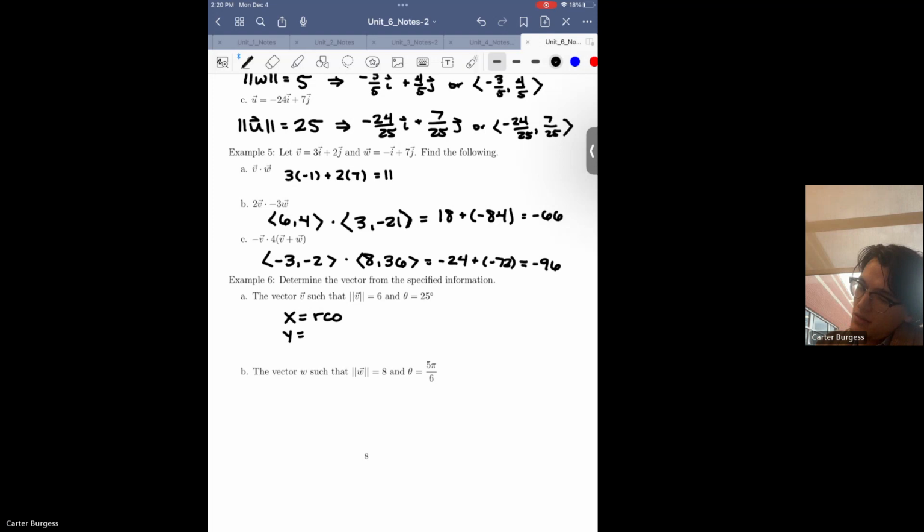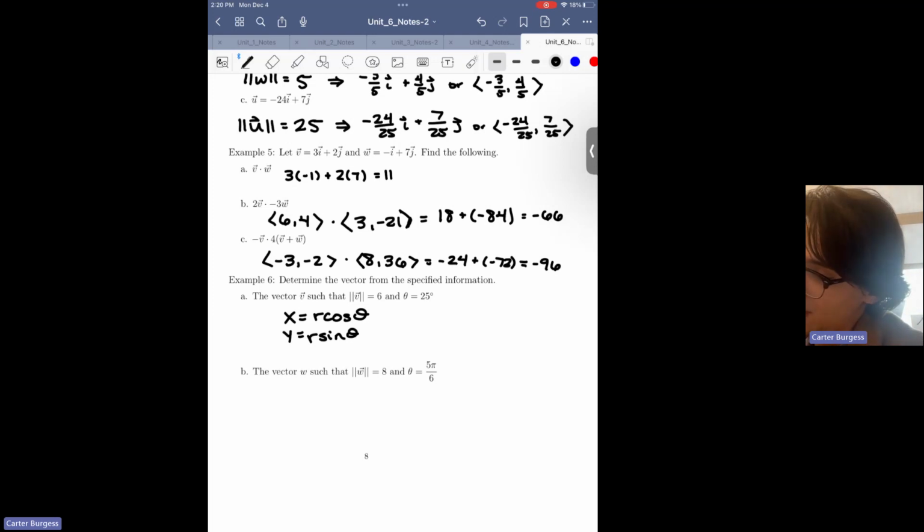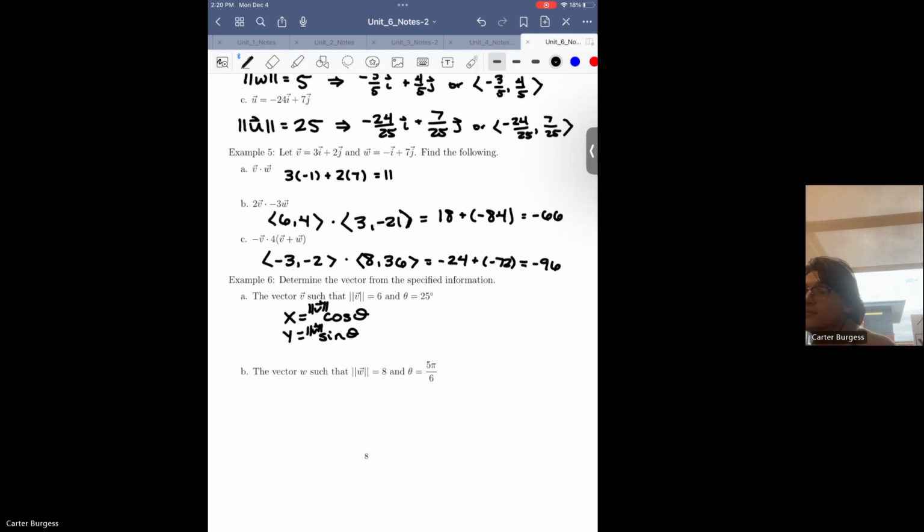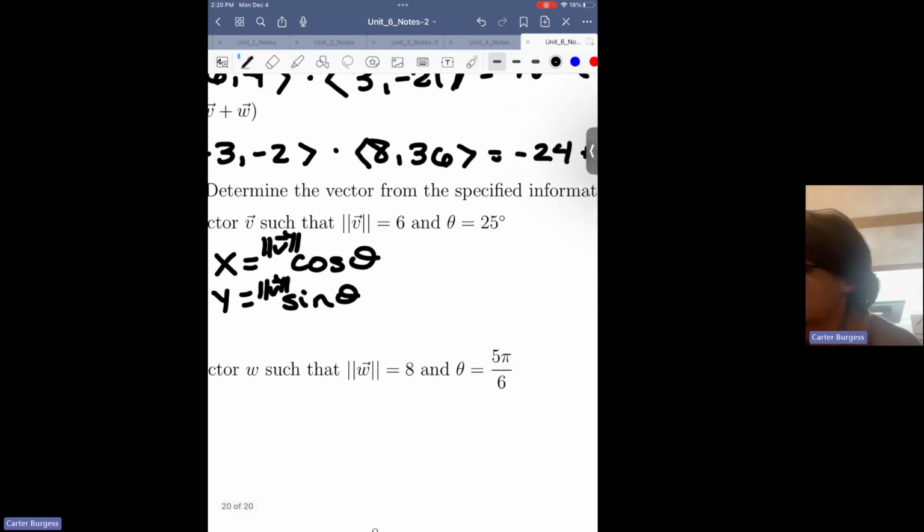Perfect. So this is just our tool. This is our mechanism that takes our theta information and spits out x, y information. Of course, in the context of this, r is really just our magnitude. You can leave it as r, that's totally fine. But you will also see it written like this. That's just the same thing as r.